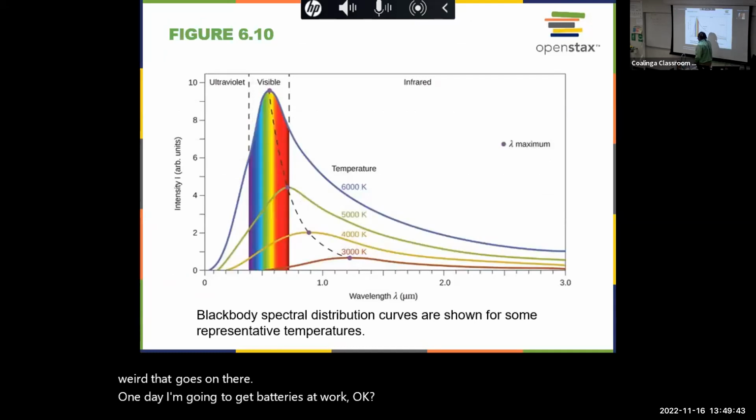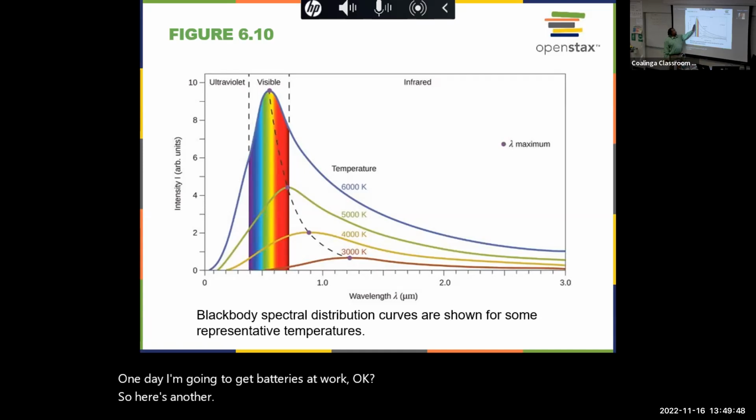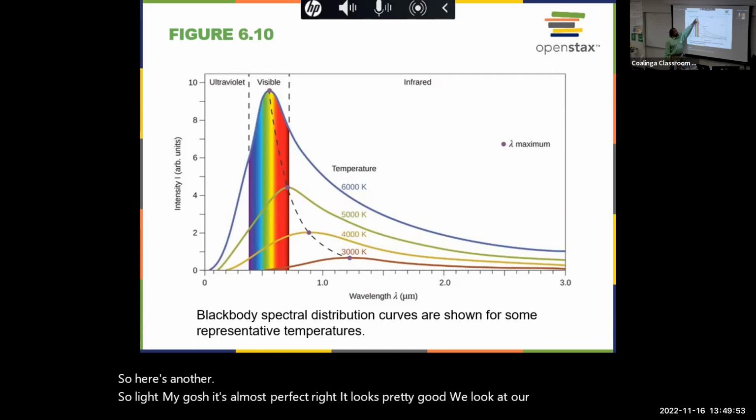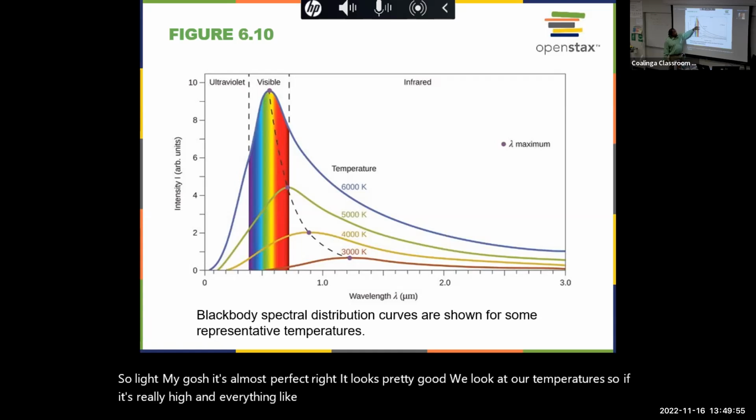Okay, so here's another image. So visible light, oh my gosh, it's almost perfect, right? Looks pretty good. Look at our temperatures. Oh, it's really high and everything like that. We get that blue color.